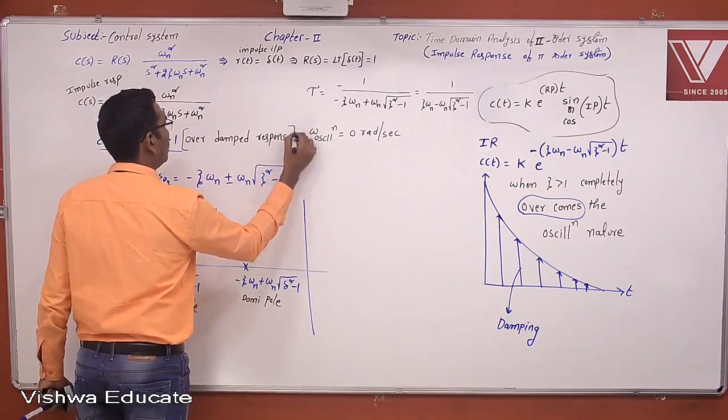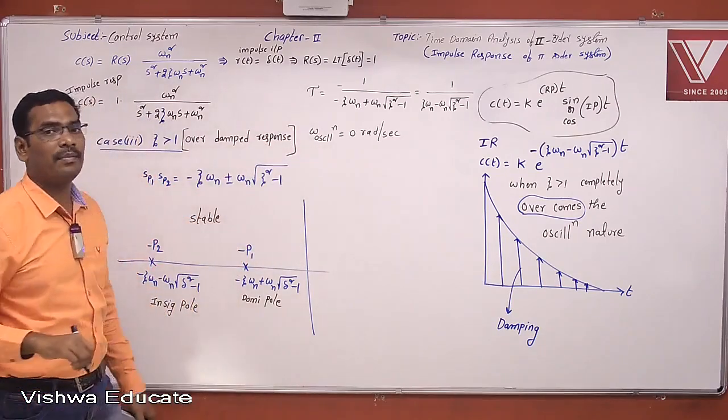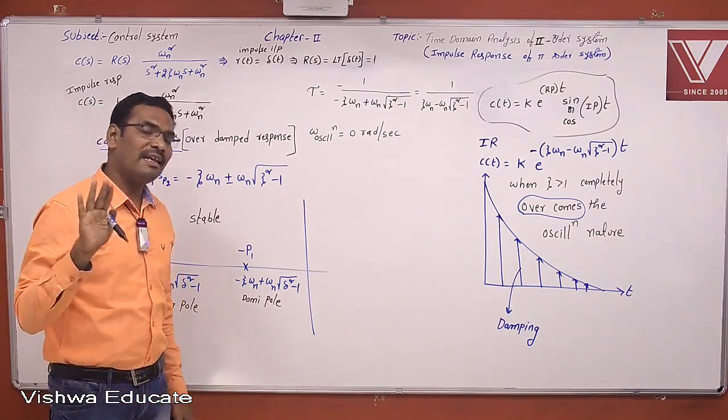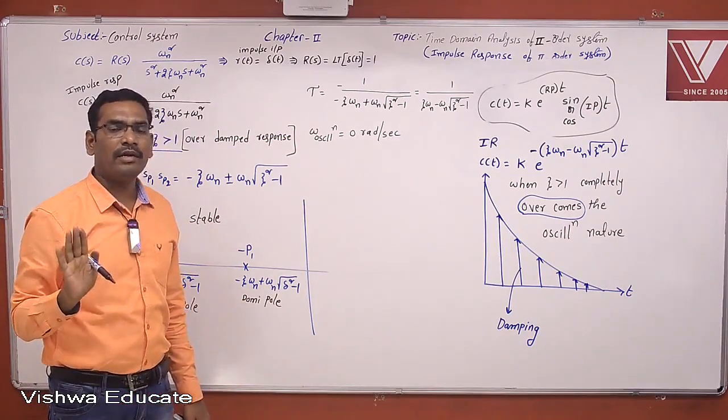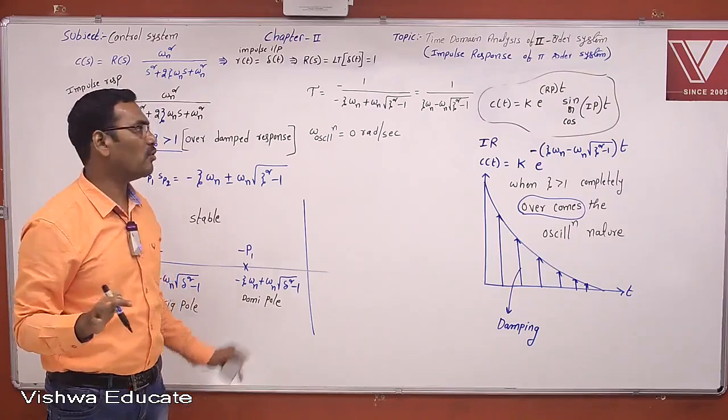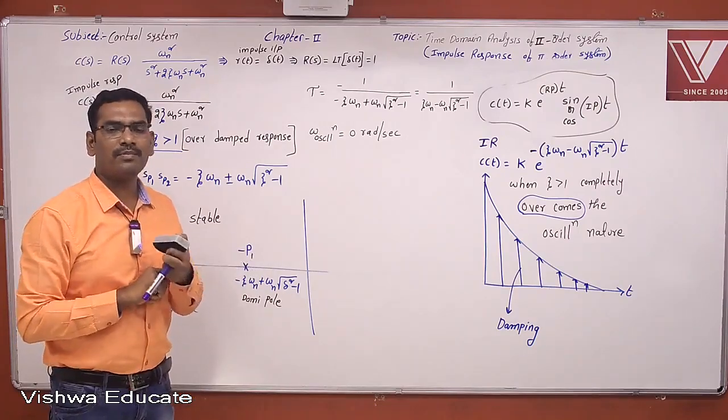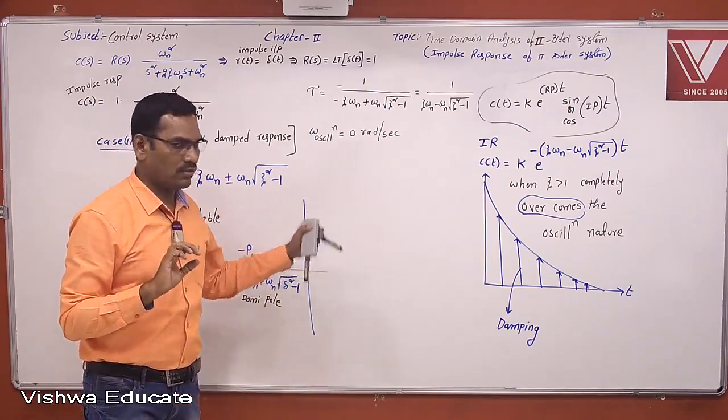Now, students, note down this. This is the over damped response. Now, can we consider damping factor zeta greater than 1? Can we consider the over damped response? Yes, we consider the over damped response because the over damped response is a stable response. Okay, note down this.